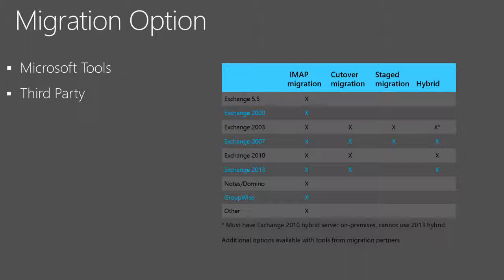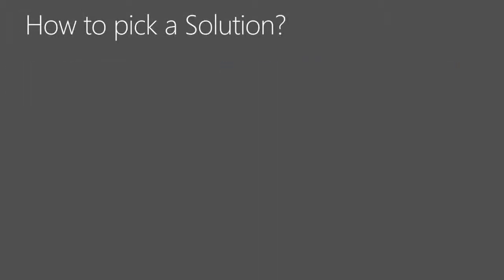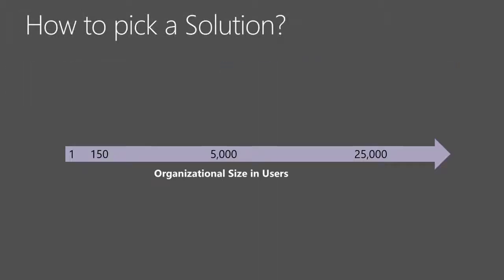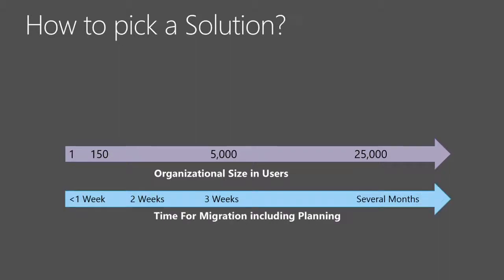Okay, so we have 3 solutions. How do you pick which one to use? Well, let me try painting a picture considering a bunch of characteristics. The first thing I look at is the size of the organization. We've seen that the size of organizations can vary, anywhere from a few users to several thousand users. And as the size of the organization increases, we also know that time to migrate increases. And as the time to migrate increases, the complexity of migration increases as well.